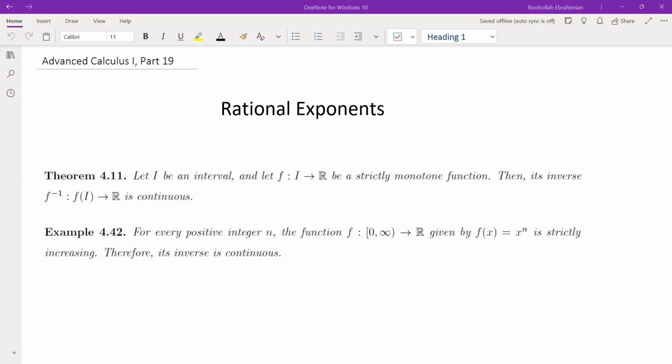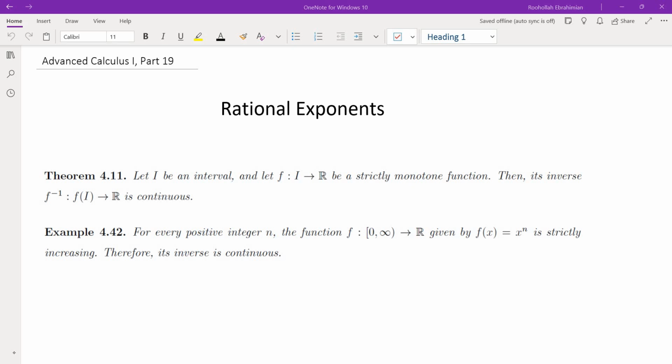Hello, in this video we're going to talk about some of the applications of the inverse function theorem. What we proved last time is theorem 4.11, which says if you take an interval and you have a function from that interval to R and your function is strictly monotone, then the inverse of this function is continuous. So for every function, as long as the domain is an interval and the function is strictly monotone, either strictly increasing or strictly decreasing, the inverse of this function would be continuous.